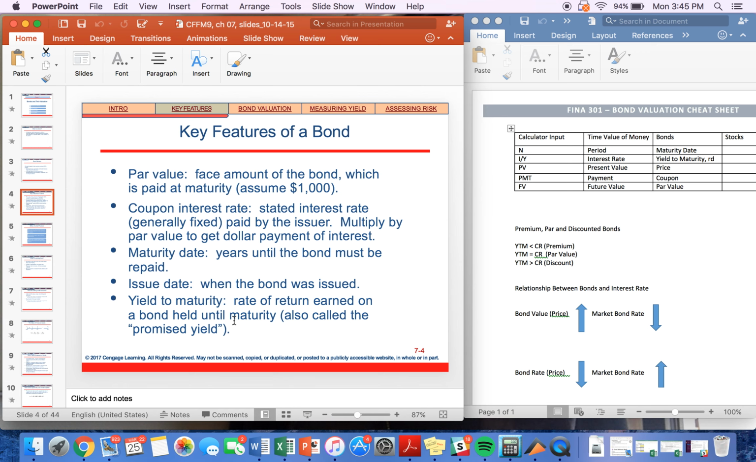And then the very last, I know we are completely out of order here, but the very last input in your calculator is that PV, and that's just the price. That's the price of the bond today, the present value of the bond, or what we otherwise know as price.